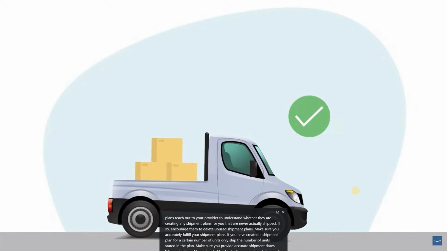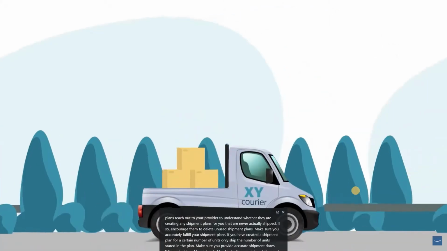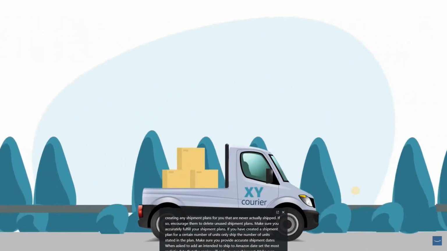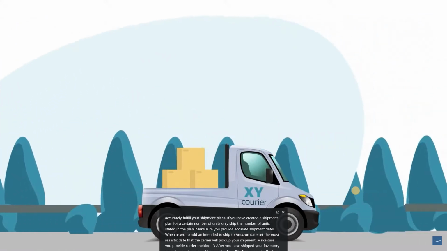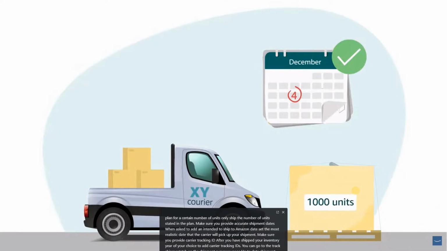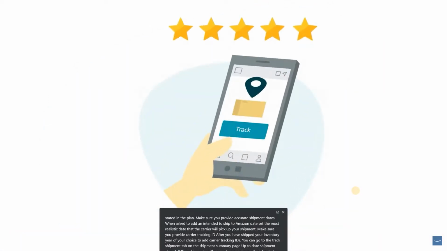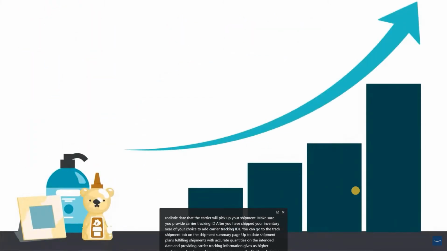Make sure you provide carrier tracking ID. After you have shipped your inventory, ensure that you provide carrier tracking IDs if you are shipping with a carrier of your choice. To add carrier tracking IDs, you can go to the Track Shipment tab on the Shipment Summary page. Up-to-date shipment plans, fulfilling shipments with accurate quantities on the intended date, and providing carrier tracking information gives us higher confidence about your shipments and increases the likelihood of your products being eligible for the In-Stock Head Start program.